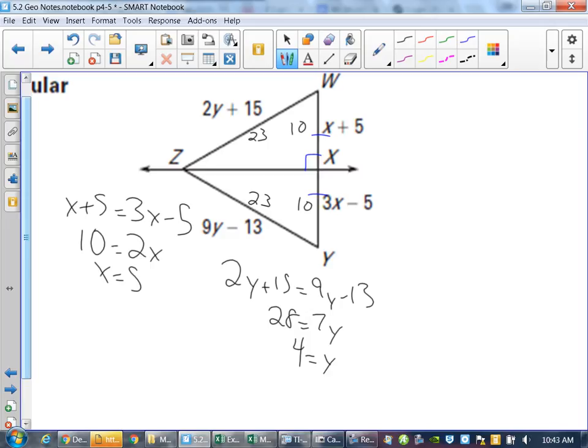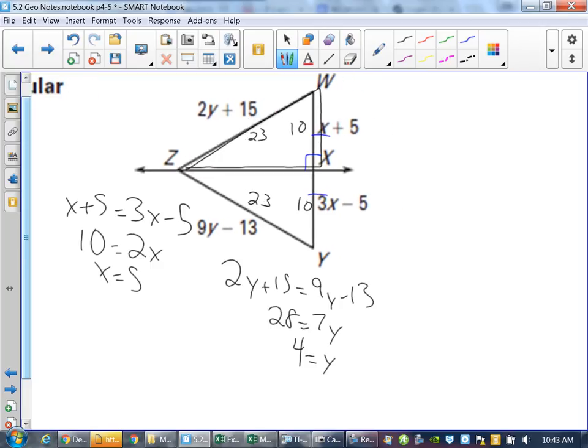What if I wanted to figure out what the segment ZX was? What if I want to figure out what the segment ZX is? Would you just add 23 plus 7? I don't know. Let's see. So if I have a right angle, a 10, and a 23, how do I figure out that? Pythagorean theorem, good. Remember what the Pythagorean theorem is, guys?